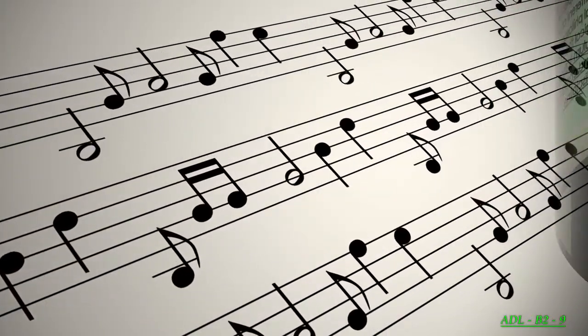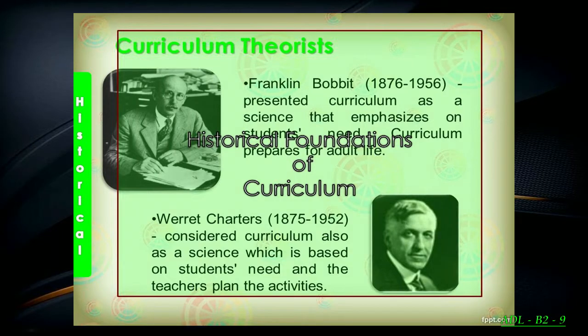So here are the different theorists of curriculum. The first curriculum theorist is Franklin Bobbitt, from 1876 to 1956. He presented curriculum as a science that emphasizes students' needs and that prepares for adult life. Here's also Werrett Charters, from 1875 to 1952. He considered curriculum also as a science which is based on students' needs, and the teachers planned the activities.